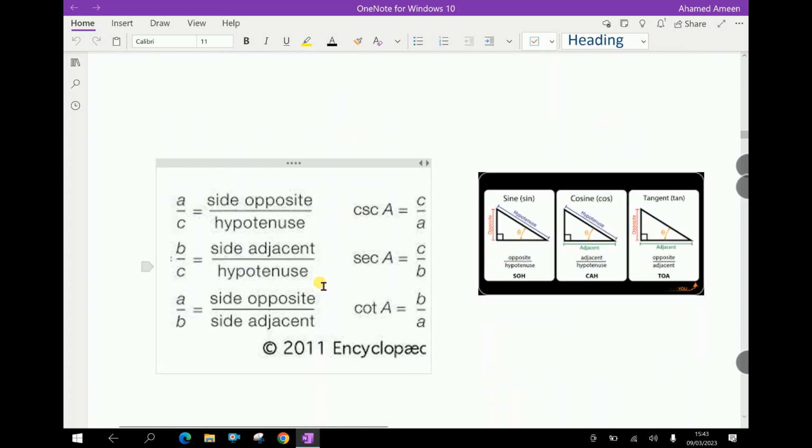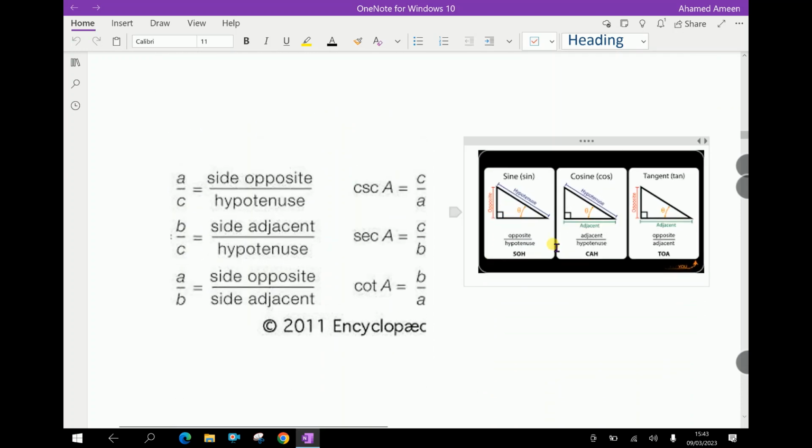Here, in a right triangle, the opposite side is here, adjacent is the base, and the side opposite to the right angle, which is 90 degrees, is the hypotenuse. Here the 6 ratios are there. For example, sine is opposite by hypotenuse, cos is adjacent by hypotenuse, and tan is opposite by adjacent. Then the reciprocals of them are the other 3 ratios.